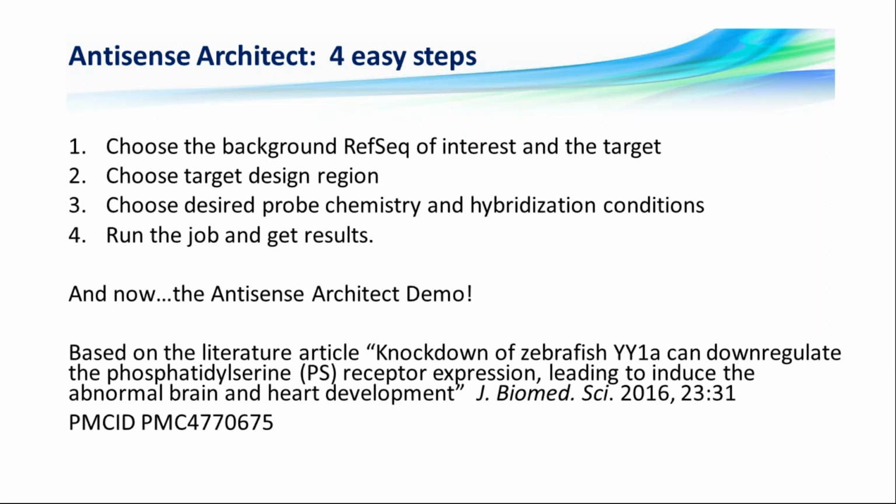However, with the wizard design, we boiled it down to 4 easy steps for Antisense Architect designs. Step 1 is to choose the background ref-seq of interest and the target within that ref-seq. Then you're going to choose a desired probe chemistry. Actually, there's 2 steps. And then the 3rd step is to choose the desired probe chemistry and hybridization conditions. And then you just run the job.